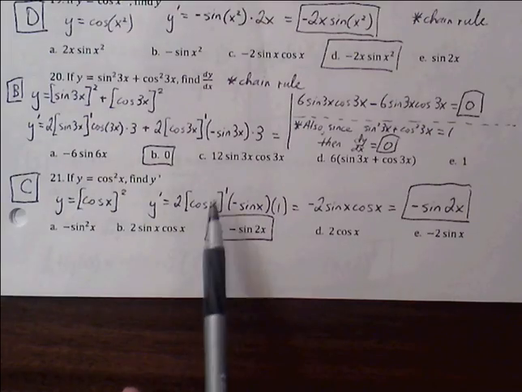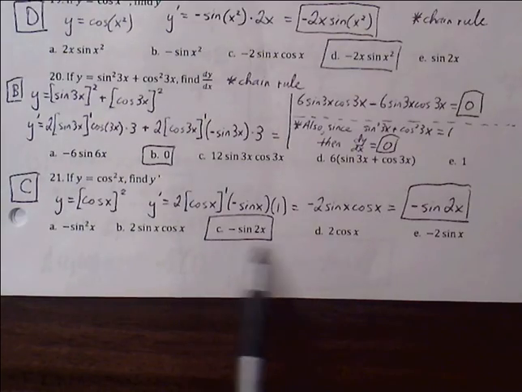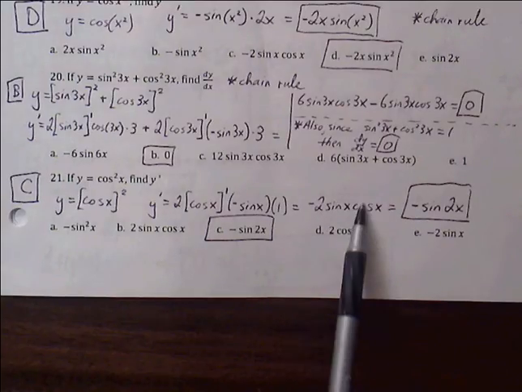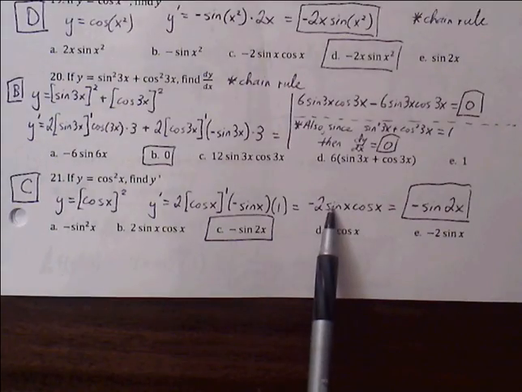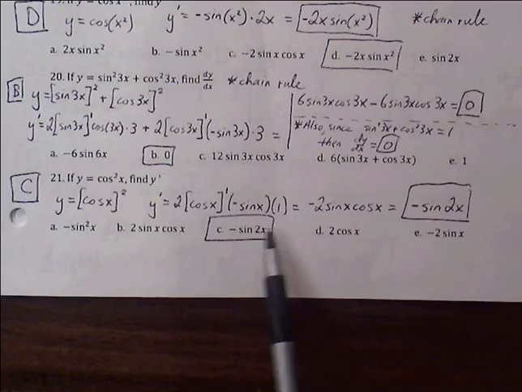Bring the negative in front, negative 2 sine x cosine x, but it doesn't match any of the answer choices, so we look to see what else we can do. This is a double angle that we can write as sine of 2x. Negative still stays, so 2 sine x cosine x becomes sine of 2x, and negative stays, so that matches answer choice C.